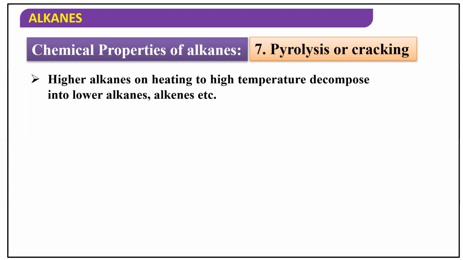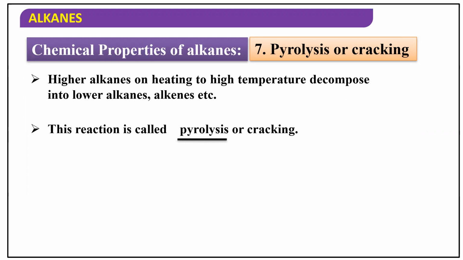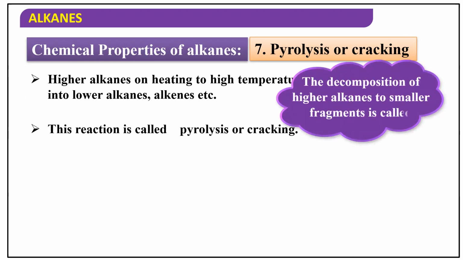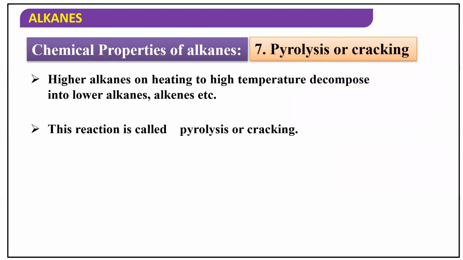Higher alkanes on heating to high temperatures, so pyr is high temperature, decompose into lower alkanes, alkenes, etc. Higher alkanes means alkanes containing more number of carbons. When I take that and heat it under high temperature, they break down, decompose, or lyse to give lower alkanes, alkenes, etc. This reaction is called pyrolysis or cracking. The decomposition of higher alkanes to smaller fragments is called pyrolysis. So this is the definition of pyrolysis. The decomposition of higher alkanes to smaller fragments or smaller alkanes or alkenes is called pyrolysis.